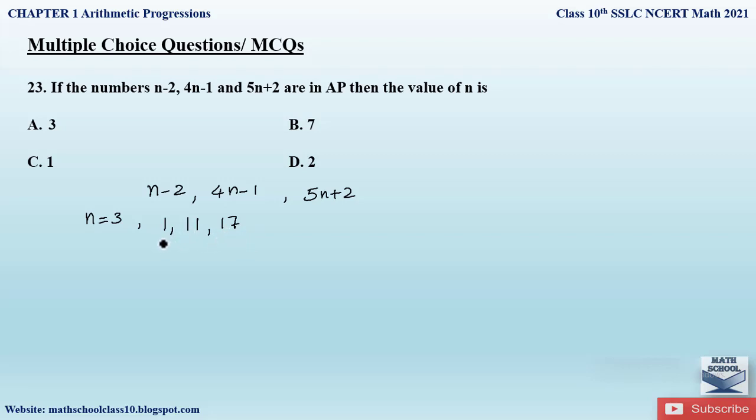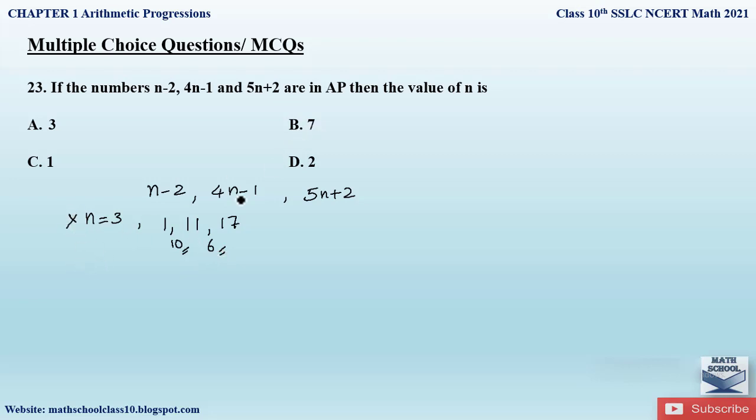How do we find out the common difference D? By taking the difference of the two terms. So 11 minus 1 is 10 and 17 minus 11 is 6. So here you can notice that the common difference is not equal. Therefore, option A is not correct.